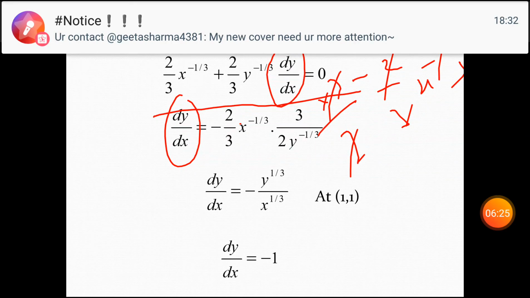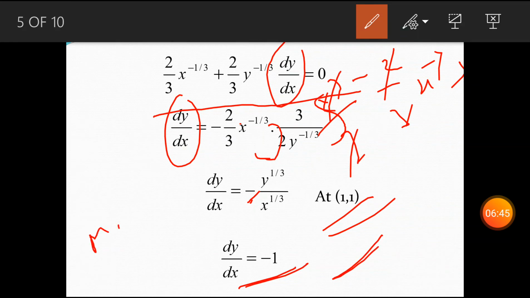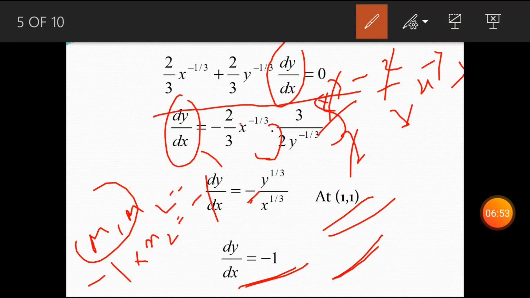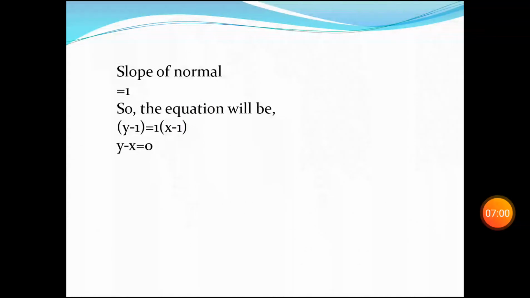Okay, so to make it a positive power, we will take y as numerator and x as denominator. So y to the power 1/3 upon x to the power 1/3 with a negative sign. But the point is (1, 1), so the values of x and y will be 1 and 1, so this will give you dy upon dx equals minus 1. Now m1 into m2 equals minus 1, and m1 is also minus 1, so minus 1 into m2 equals minus 1, so m2 is nothing but 1. Okay, so this is what we calculate, the slope of the normal. So the slope of the normal will be 1.